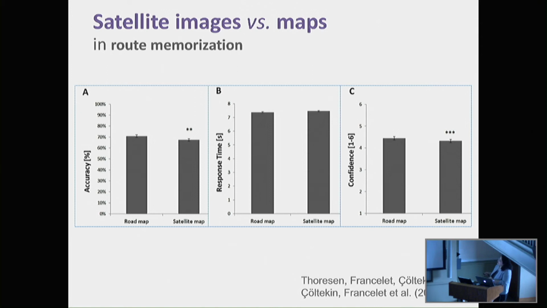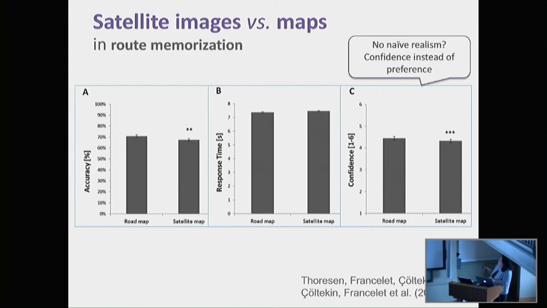And here you see people did a tiny little bit better with the road map than with the satellite, but consistently so. That's statistically significant. Response time didn't matter, but confidence-wise, they were able to detect that they were doing better with the road map. So they also are more confident with the abstract map in this particular case.